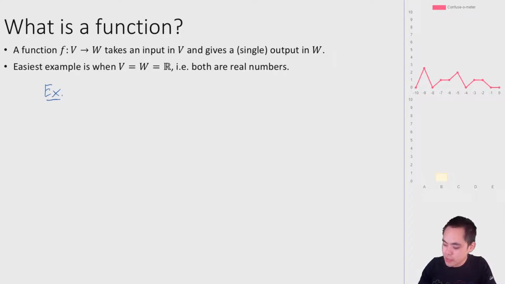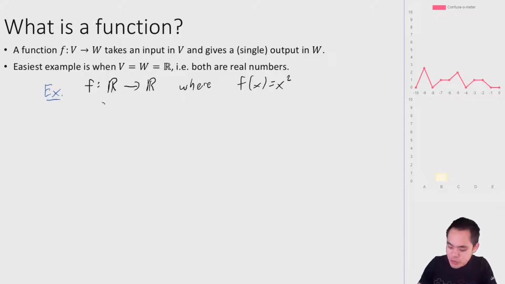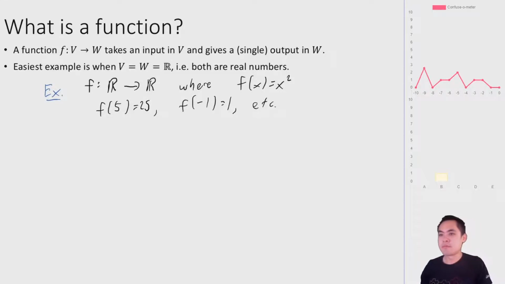Let's give a simple example. f is from the real numbers to the real numbers, where let's say f(x) = x squared. Then f(5) is equal to 25, f(-1) is equal to 1, etc. That shouldn't be too surprising. You guys have been working with functions for a while now.